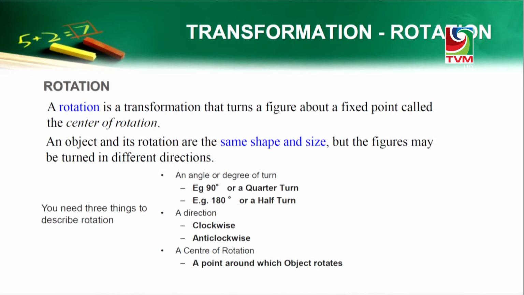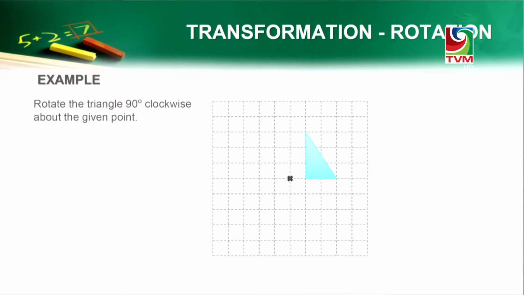When describing a rotation, you need to mention an angle or degree of turn. It could be 90 degrees or 180 degrees. Then a direction, clockwise or anti-clockwise. And the center of rotation, that is the point around which the object rotates. Here is our example. We have to rotate the triangle 90 degrees clockwise about the given point.